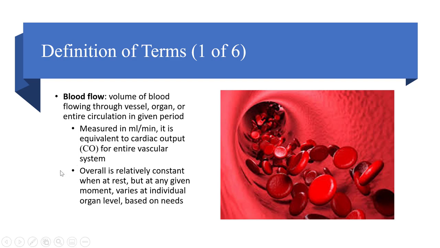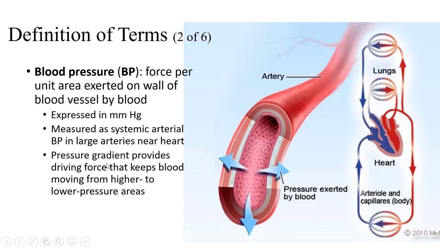Overall, it is relatively constant when we are at rest, but at any given moment, it varies from individual organs and based on the needs. Blood flow pretty much would change depending on which organ is actually active and how much blood it would need at that moment. And so let's take a look at the blood pressure. Blood pressure, you can see right here in this picture, is the force per unit area exerted on the wall of the blood vessel by the blood itself and is expressed in millimeters of mercury pressure.